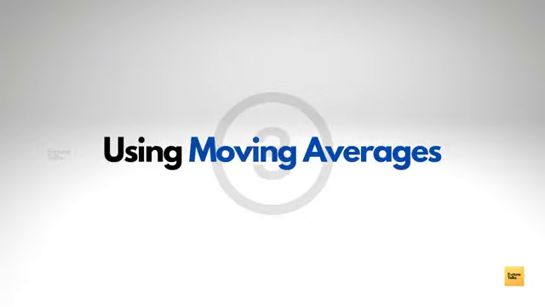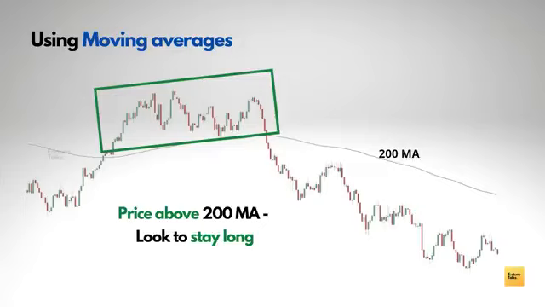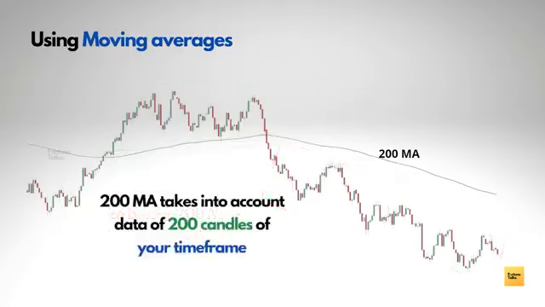You can make use of moving averages for reversal trading. In this particular technique, we will use the longer term moving averages like the 100 moving average or 200 moving average with a positional trading perspective. We know from the basics that if the price is above the 200 moving average, for example, we should try to stay long, and if the price is below the 200 moving average, try to stay short on the market. Now the reason for this is quite simple.